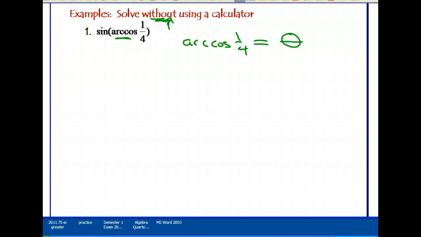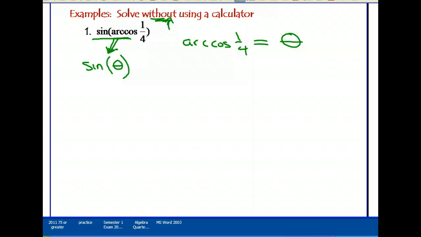So what happens over here is I've changed the question. It's still the sine, and I know this arc cosine is going to give me an angle for an answer, and I'm calling that angle theta. So this is really equivalent to the sine of theta. I kind of changed the question around a little bit. Arc cosine of 1/4, I don't know, but it's some angle. So it's the sine of theta.